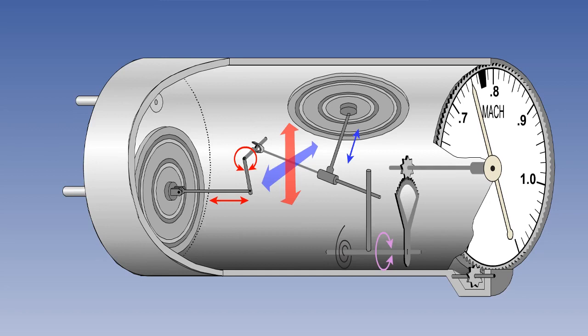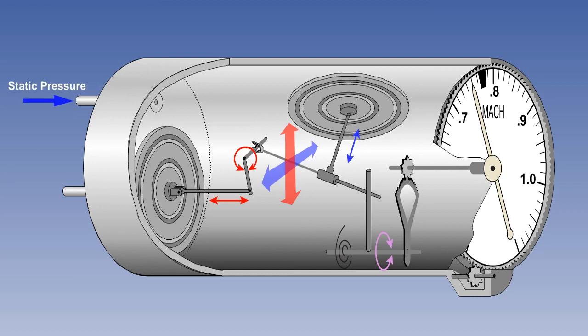Although we know that the local speed of sound depends on temperature, it can also be shown mathematically that the Mach number is derived from dynamic pressure divided by static pressure. So the Machmeter is required to sense dynamic pressure and also static pressure. If we look at the cutaway illustration of a Machmeter, we can see how this is achieved.